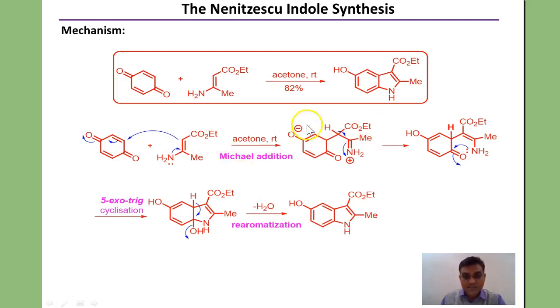This is the mechanism. A tentative mechanism is shown as given in the standard textbooks of organic chemistry and heterocyclic chemistry written by R.K. Bansal. Other mechanisms of Nenitzescu indole synthesis also exist in the literature.